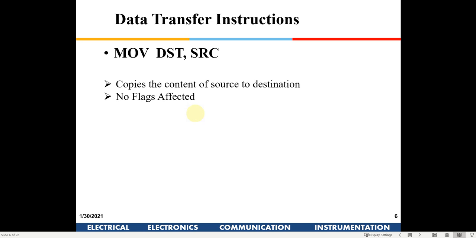Because once you move the data, the flags will not be affected. So in that case, you will have to specifically set the flags, or you have to initiate a counter. You can't just make a decision by moving the data into the accumulator and seeing if there is a zero. So essentially the flags will not get affected by the move instruction, so you can't use those flags for any decision making after the move command. Okay, so no flags are affected.